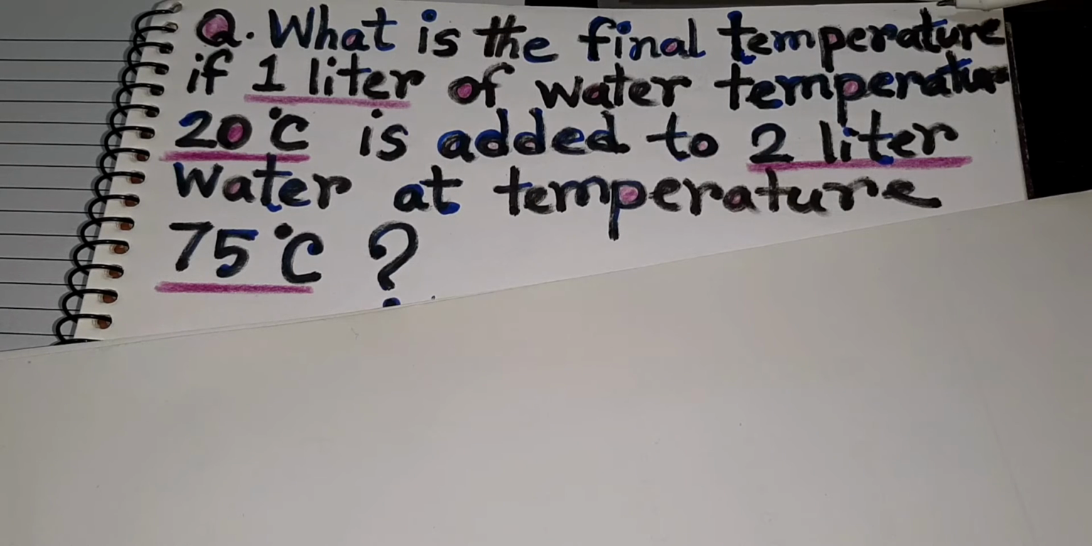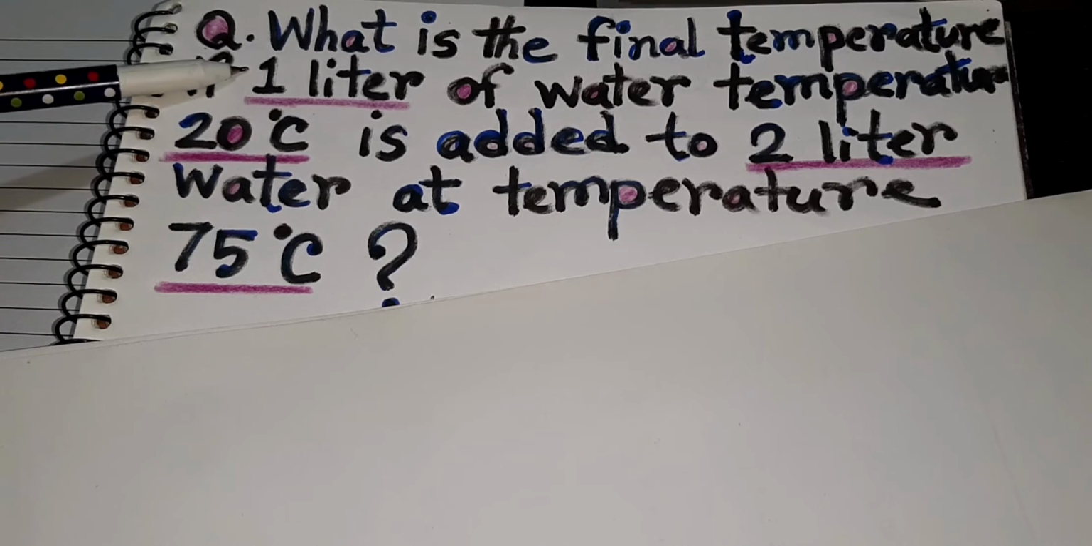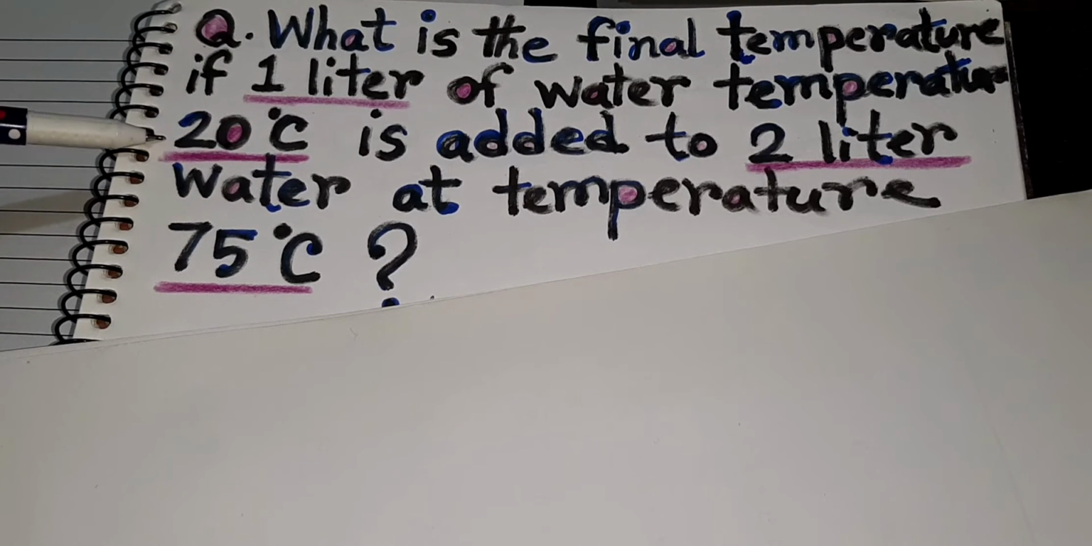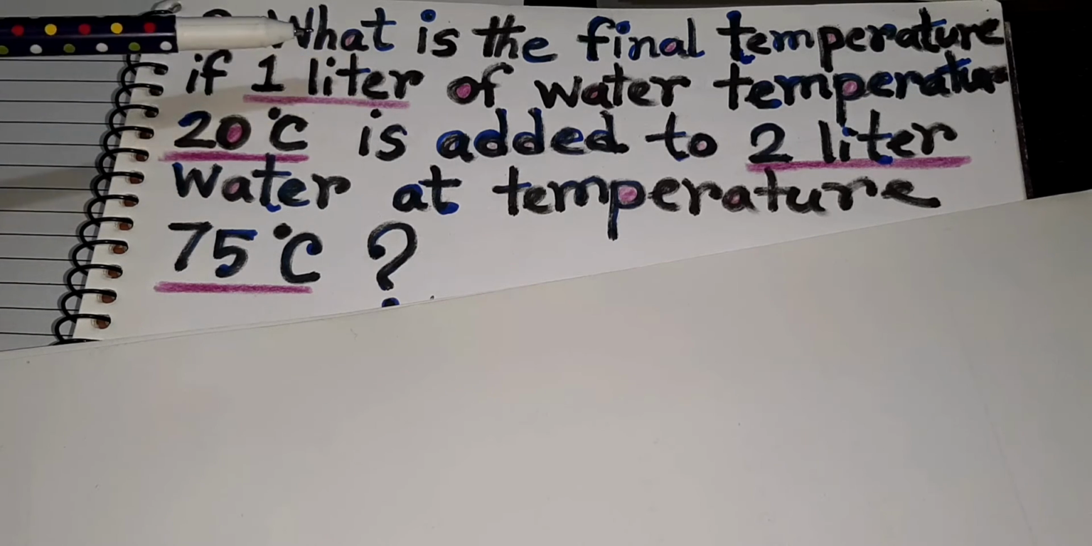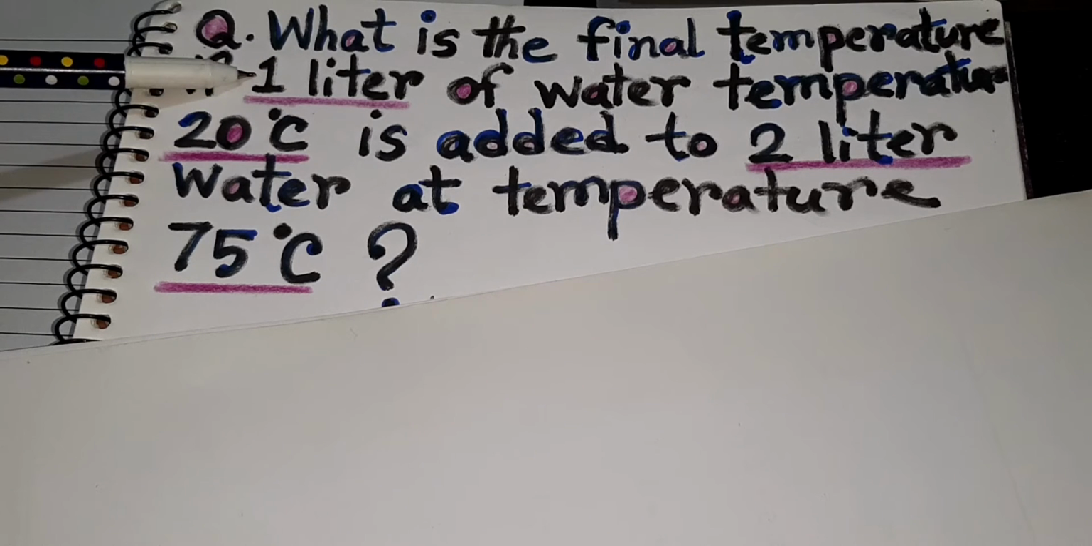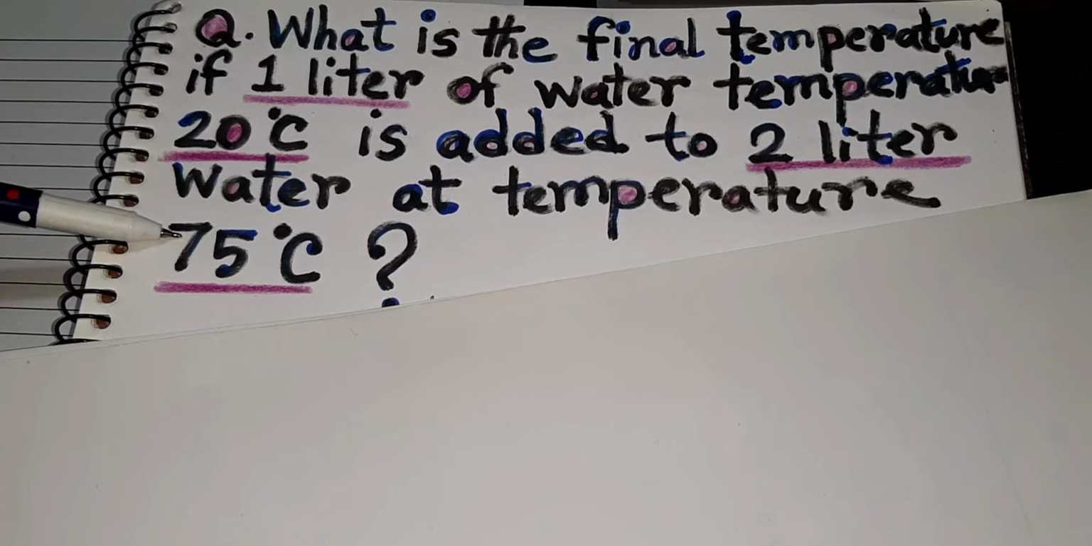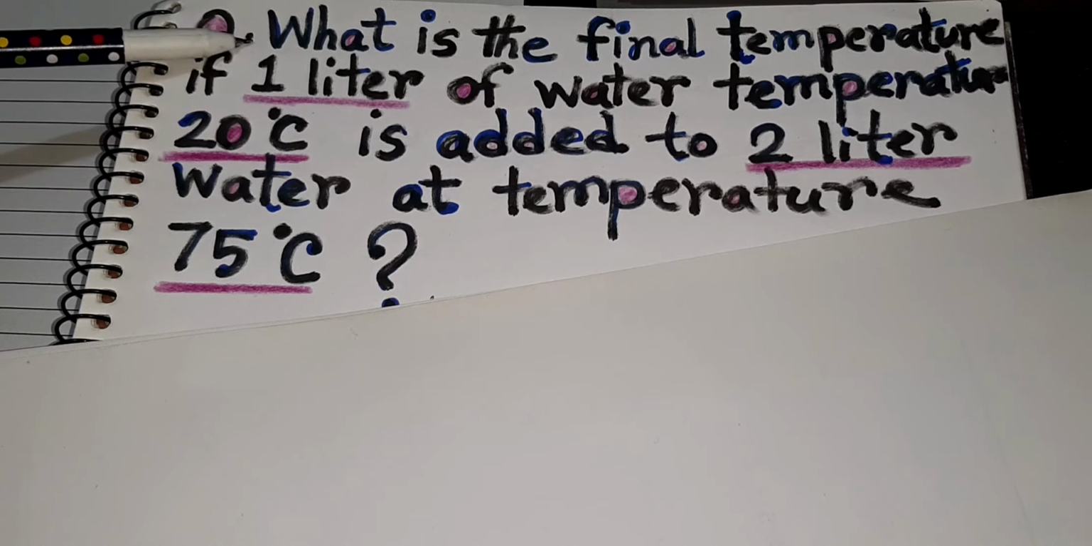So here is another math problem: what is the final temperature if 1 liter of water at temperature 20 degrees Celsius is added to 2 liters of water at temperature 75 degrees Celsius? First you need to read the question and analyze what is given. There is 1 liter of water at 20 degrees Celsius, and 2 liters of water, double the amount, but the temperature is not double, it's more, 75 degrees Celsius. So what is the final temperature? We need to figure out the final temperature.